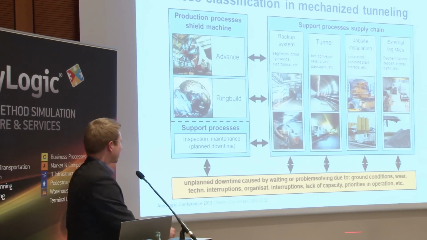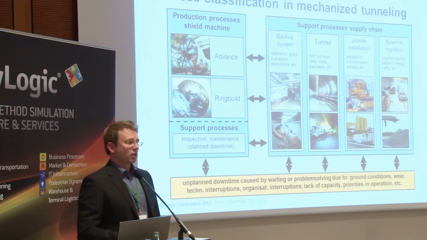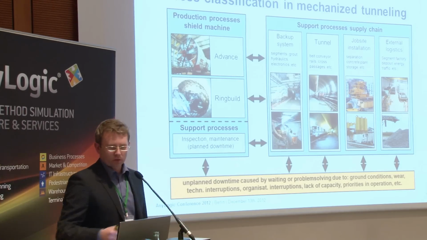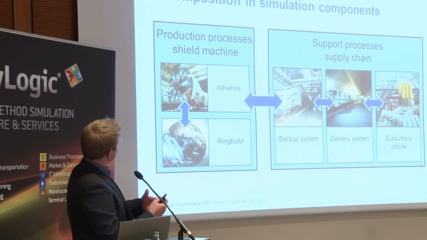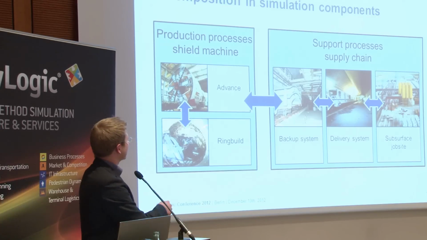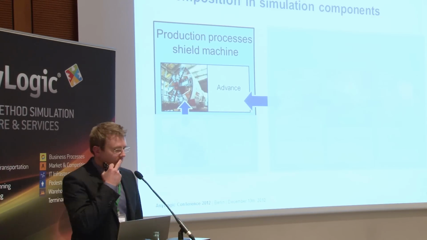And we are focusing on how this influences the project itself. How does it slow down the project? So we're decomposing this system of mechanized tunneling into three big parts, actually. One is the advance, the ring build, and the supply chain. And I'm going to be talking a little bit about how we actually did this. So I'm going to be starting with the advance.